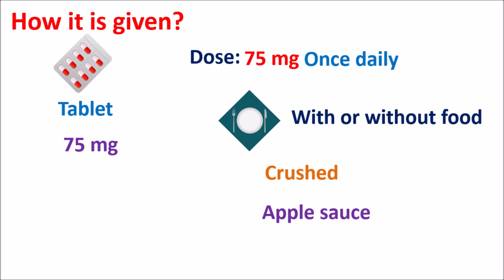This drug is given as a tablet at a 75 mg dose given once daily. It can be either crushed or combined with applesauce, to mask the bitter taste and to reduce the nausea with this medication. So that's all about the information of Vibegron.